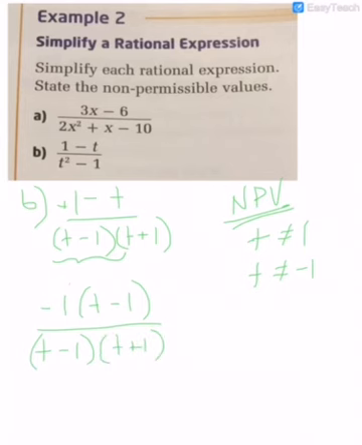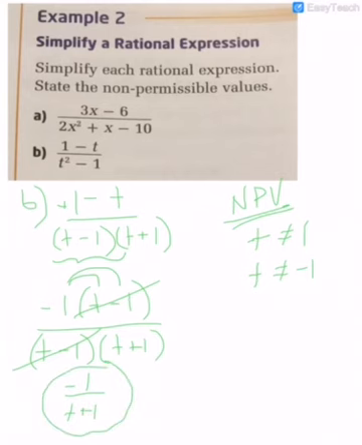You can check that again by just putting that minus 1 back in, and you'd notice you get the exact same thing that you had before. So now I notice that the common factor is t minus 1, so I can divide that out, and I'm left with minus 1 over t plus 1 for the final simplified answer.